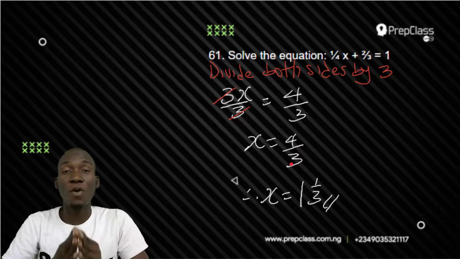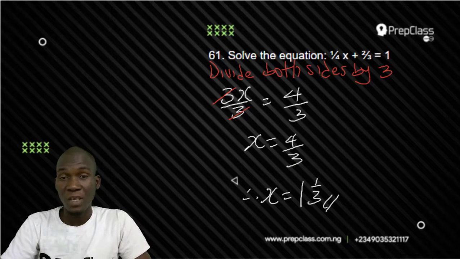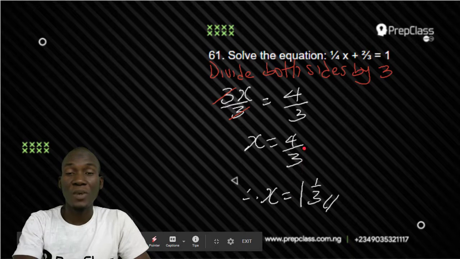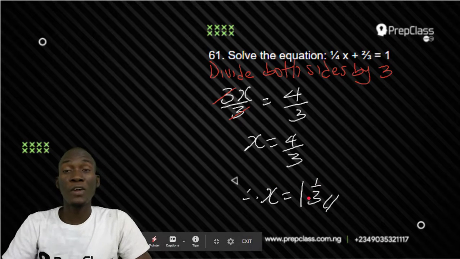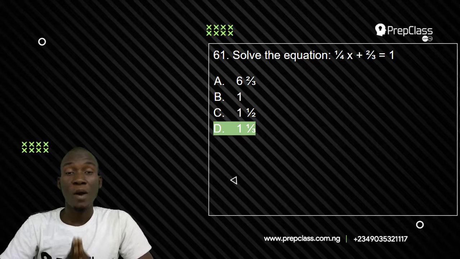Now we can convert 4 over 3, which is an improper fraction, into a mixed fraction. Now that means how many 3 can we see in 4? Which is 1. There's a remainder of 1, that's giving us 1 over 3. So this means x equals 1 whole number 1 over 3 is the value for x for the equation. So the correct option is option D, 1 whole number 1 over 3.